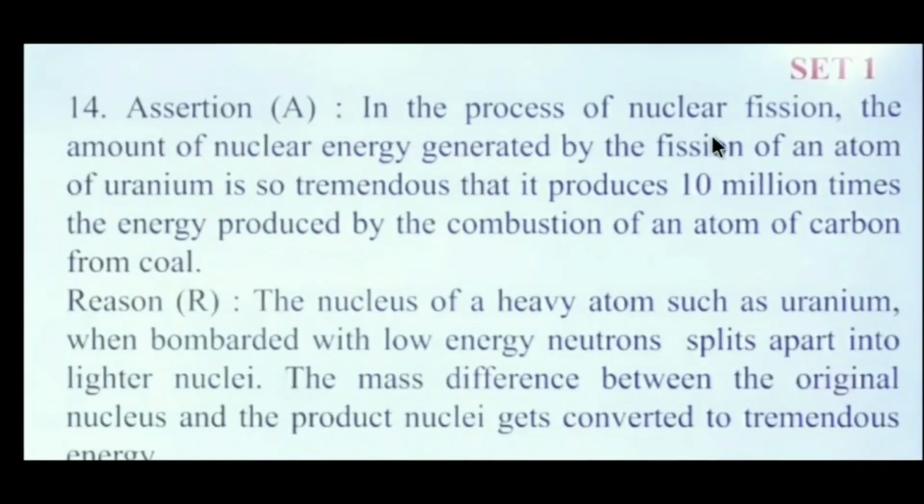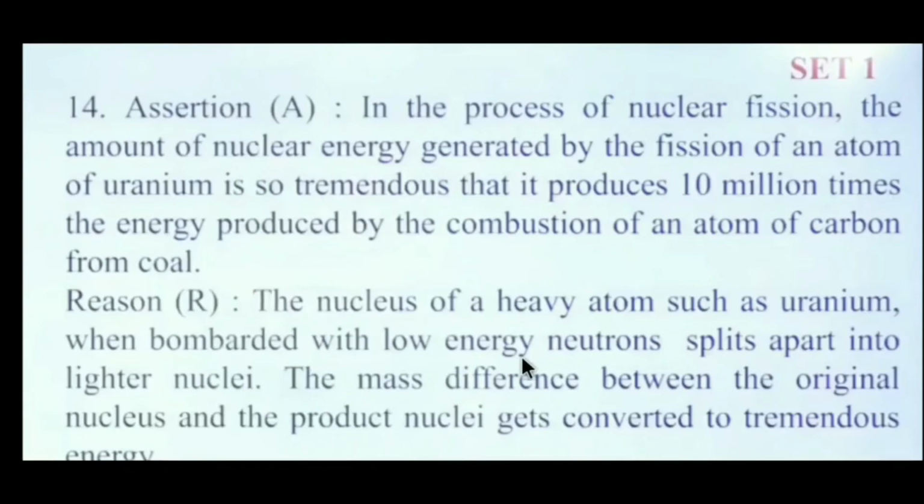In the process of nuclear fission, the amount of nuclear energy generated by the fission of an atom of uranium is so tremendous that it produces 10 million times the energy produced by the combustion of an atom of carbon from coal. The reason is that the nucleus of a heavy atom such as uranium, when bombarded with low energy neutrons, splits apart into light nuclei.